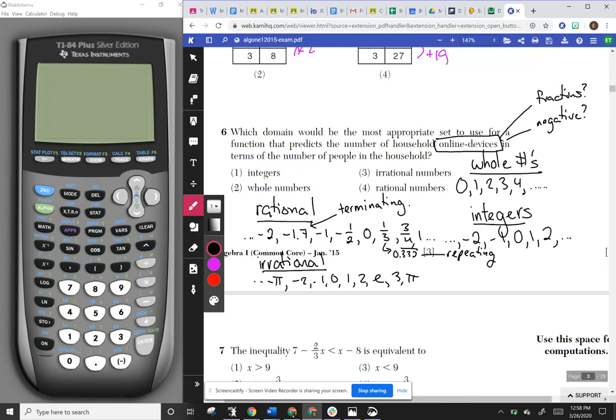So anything that includes fractions can be eliminated. So the rational numbers and the irrational numbers are gone. Now we just have to decide if it's whole numbers or the integers. Can you have a negative number of devices in a household? Also no, right? You can't have -4 Xboxes or other online devices. So the integers are gone, has to be the whole numbers.